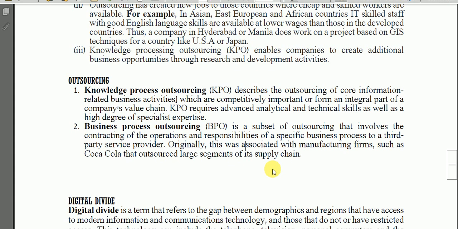And you can concentrate on the manufacturing process only, since you are specialized in making toys, whereas the management of salary and all these things can be outsourced to another company. So that is an example of business process outsourcing.